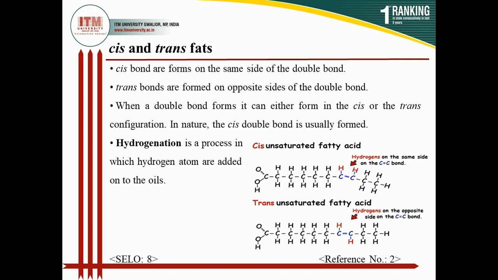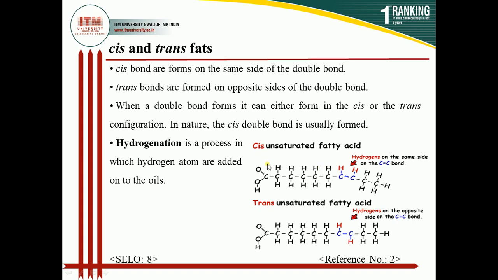Next, the unsaturated fatty acids are further classified on the basis of their configuration. Configuration means the pattern through which the carbon atoms or their bonds are arranged. So they are classified into the cis bond and the trans bond, and we can also say cis fat and trans fat.